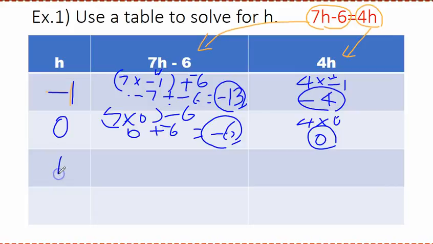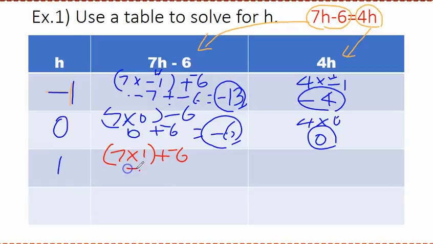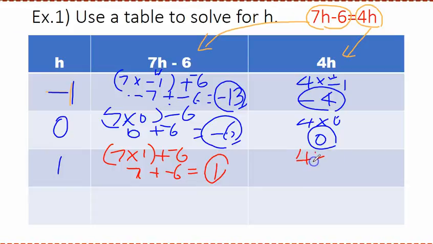How about 1? 7 times 1 minus 6, or plus -6. Again, follow the order of operations. 7 times 1 is 7, plus -6 is positive 1. How about here? 4 times 1 is 4.